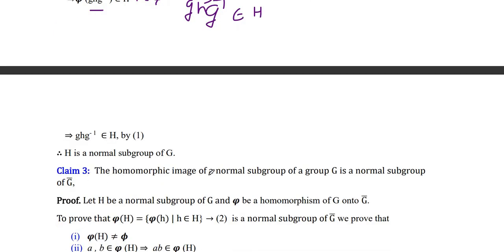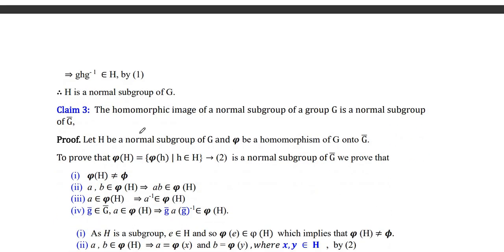Now, here we have the homomorphic image of a normal subgroup of a group G to be a normal subgroup of G bar. So, all these are true only if you are given phi to be an onto homomorphism, of course, here we have considered G and G bar. So, let H be a normal subgroup of G and phi be a homomorphism of G onto G bar. Now, we will have to prove that the homomorphic image, namely phi of H, which is a set consisting of elements of the form phi of h, where h ranges over capital H. We shall name this as 2. We have to show that this is a normal subgroup of G bar.